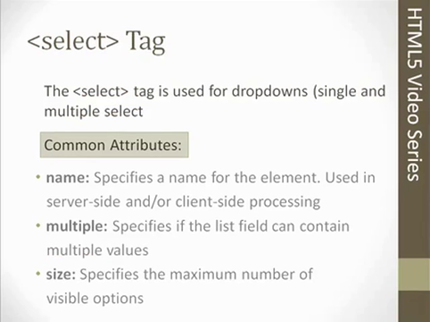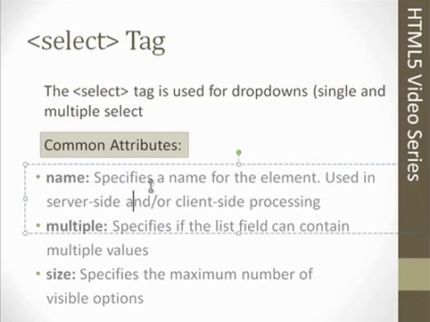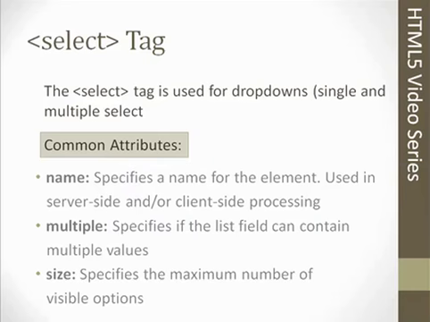Here we have the select tag, and the select tag is used for drop-down type fields. It can be single. It's the single arrow that you click, and a drop-down will show, and you'll select one. Or it could be the kind where it's a list of multiple options, and you can hold Shift or Control and select multiple options. And it takes the name attribute just like all the other input fields. And if you want it to be the kind of drop down where you can actually select more than one, then you would have the multiple attribute.